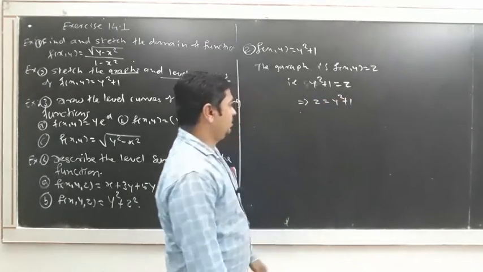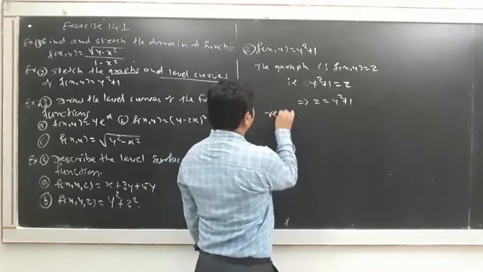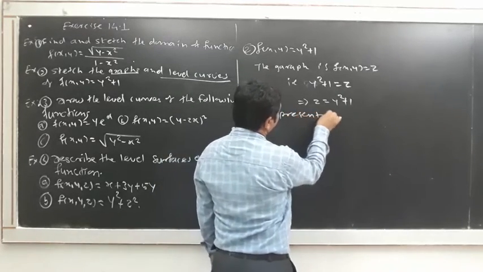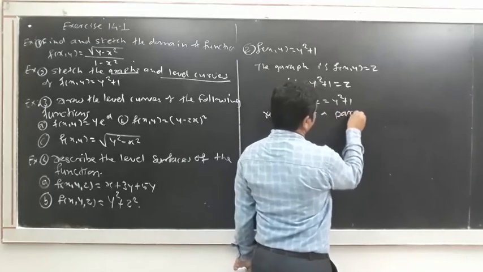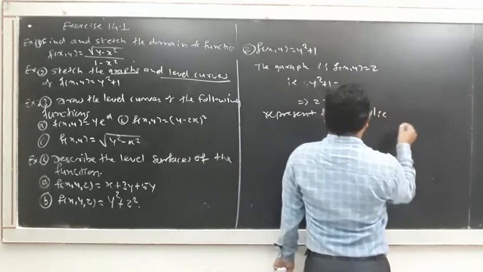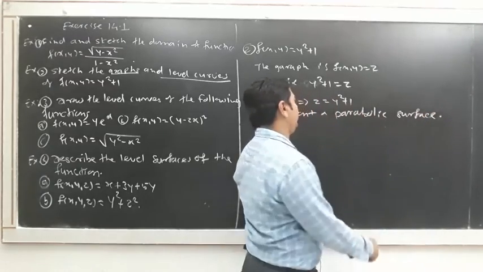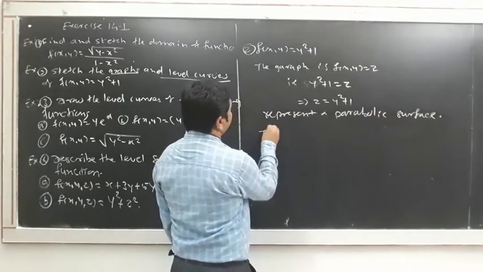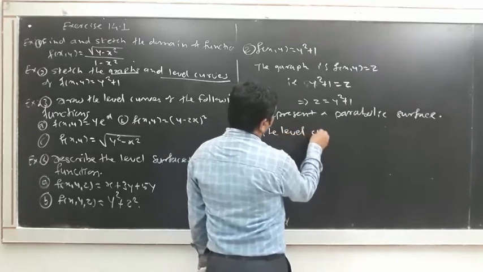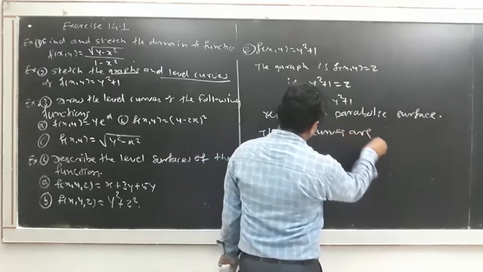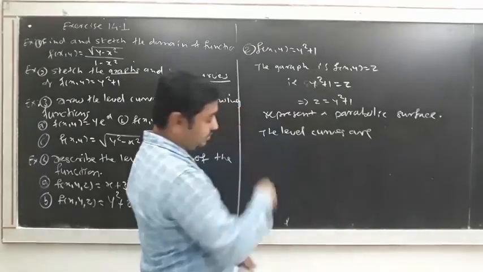What is it? This represents a parabolic surface. Okay. Similarly, the level curves are, what can we say?